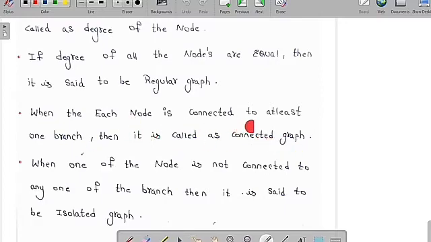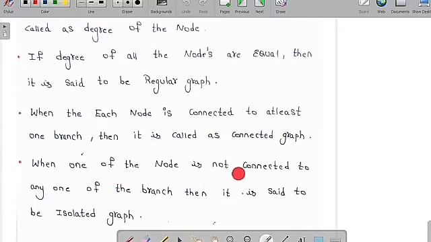When each node is connected to at least one branch, then it is called a connected graph. It means there is nothing like any node being isolated. Each node is connected to at least one node or at least one branch. Because of that reason, we can say that it is a connected graph.